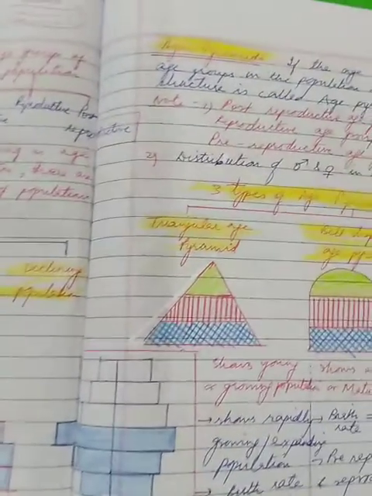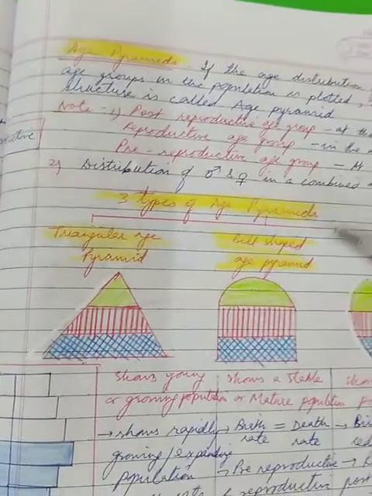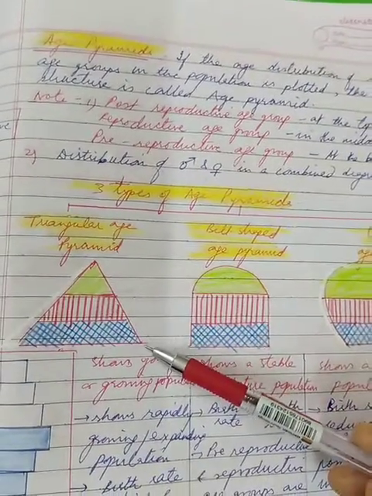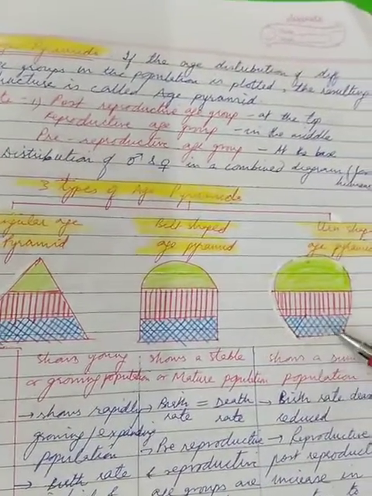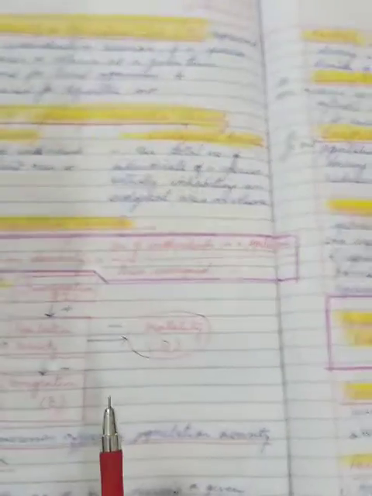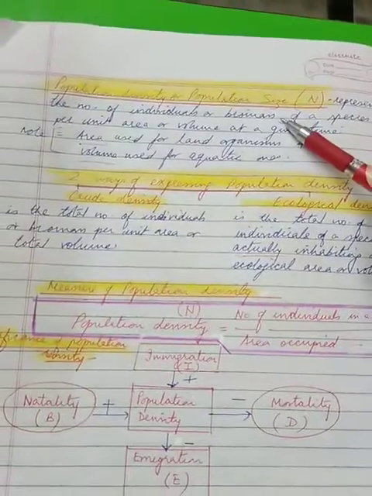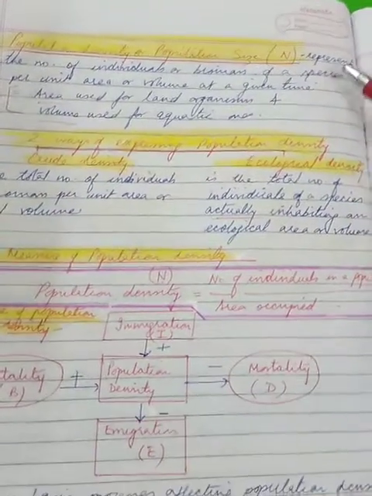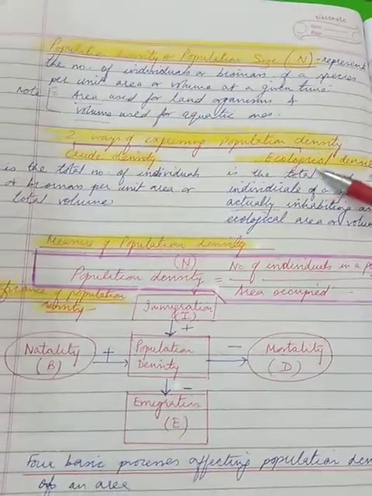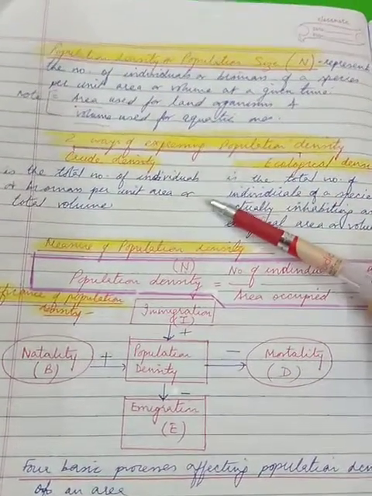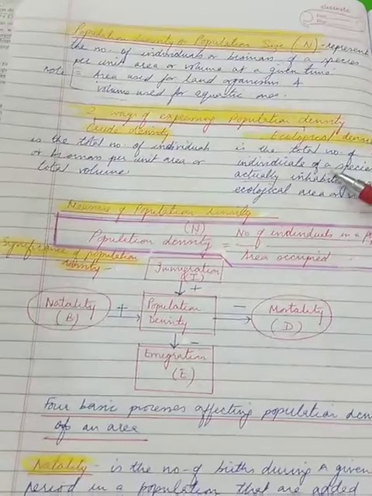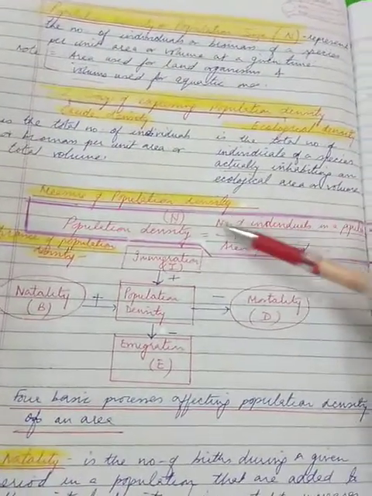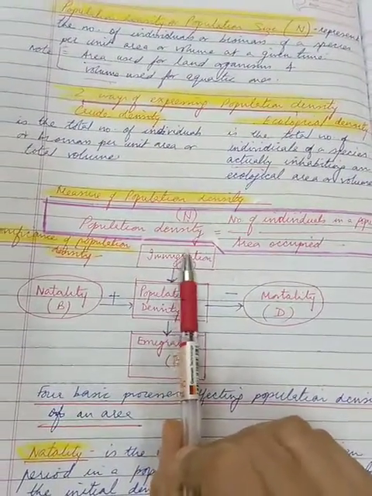After that, we talked about age pyramids, the three types: triangular age pyramid, bell-shaped, and the urn-shaped. Then we moved further with the definition of population density or population size, two ways of expressing, that was the crude density and the ecological density. The measure of population density, I introduced a formula.